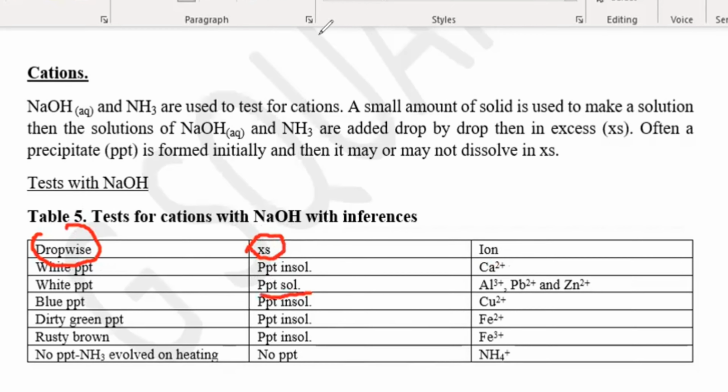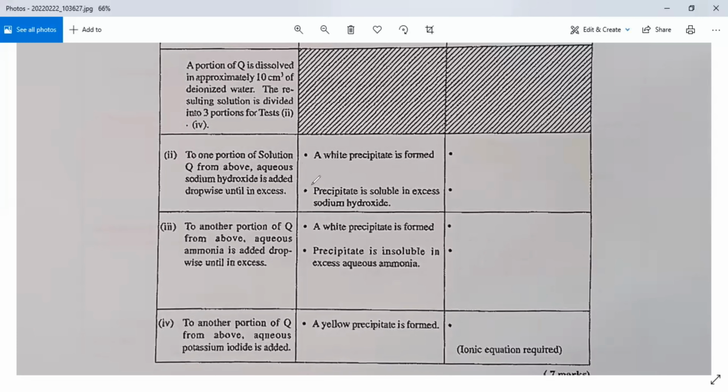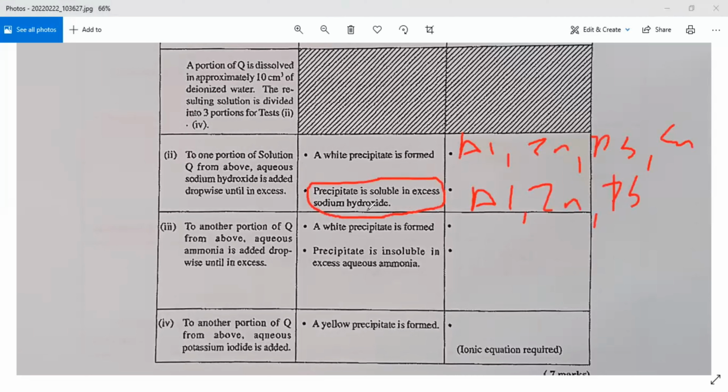So let's go back to the table. The precipitate is soluble in excess sodium hydroxide. Okay, so up here we would have aluminum, zinc, lead, calcium, but down here now we would have aluminum, zinc, and lead, because those are the only ones which produce a soluble precipitate in excess. Okay, so let us proceed further. It says, to another portion of Q, aqueous ammonia is added.